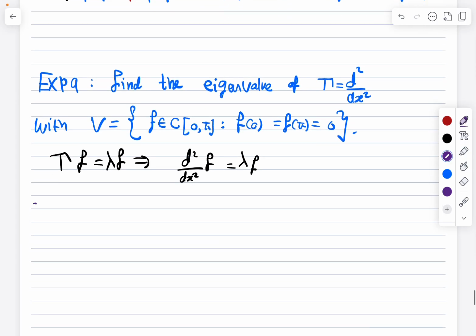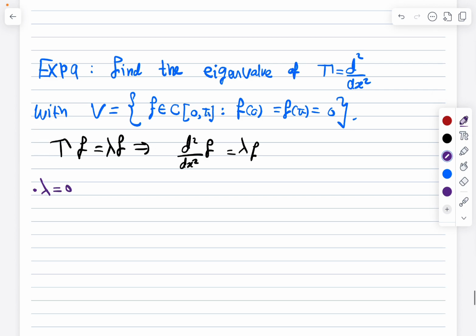So we have cases, be careful. The first case: if lambda equals 0, then what we will have is d²f/dx² equal to 0. But we know that if you have a function which has a second derivative equal to 0, it's a linear function: ax plus b, where a and b are just constants.